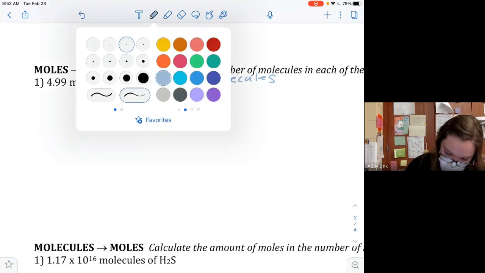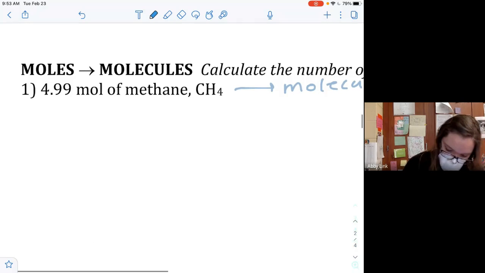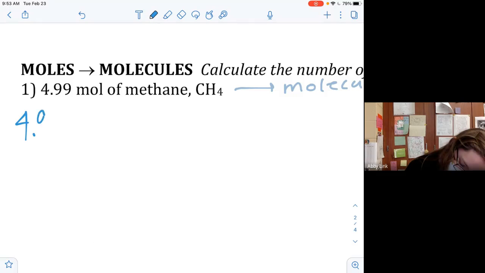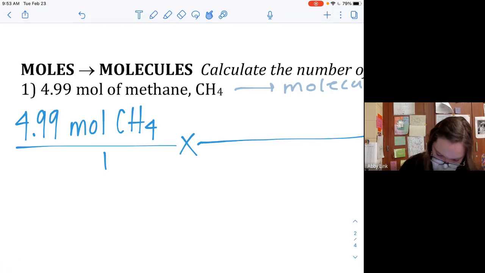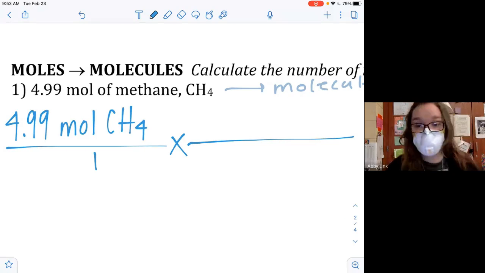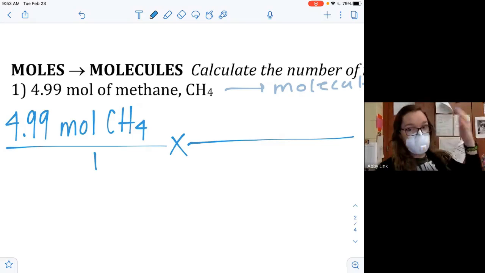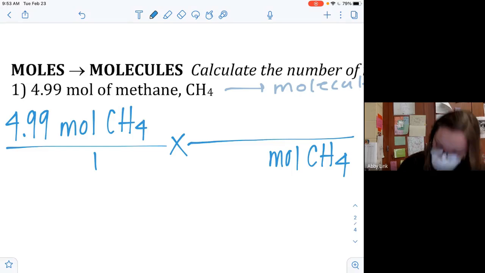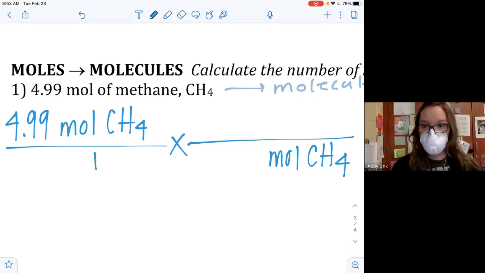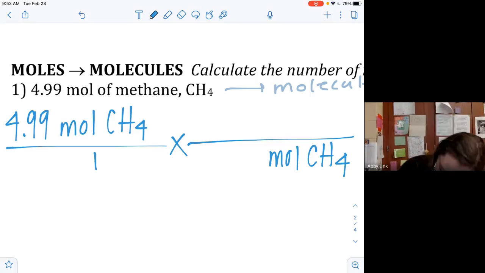All right? So I'm going to start my problem the same way, my given over 1. Methane is CH4. They give you the formula there. I'm going to draw my multiplication symbol and then draw my line. Because I have moles of CH4 in the top, I'm going to need moles of CH4 in the bottom. My units need to cancel every single time. I'm trying to calculate the number of molecules, all right? So I am thinking for my unit, molecules of CH4 will go in the numerator. That's what I want to end up with.